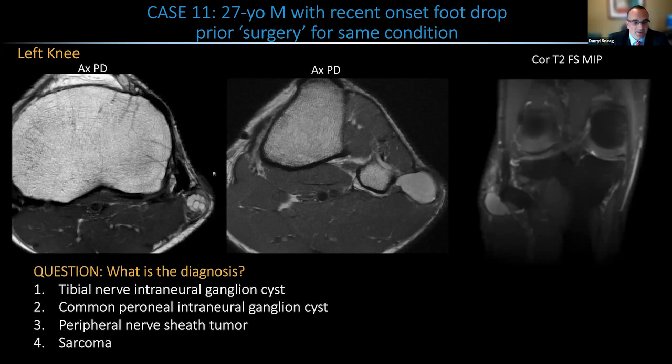Are we dealing with a tibial nerve intraneural ganglion cyst, a common peroneal intraneural ganglion cyst, a peripheral nerve sheath tumor, or a sarcoma?